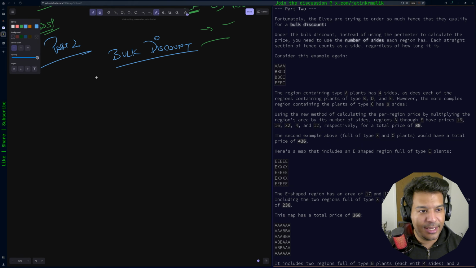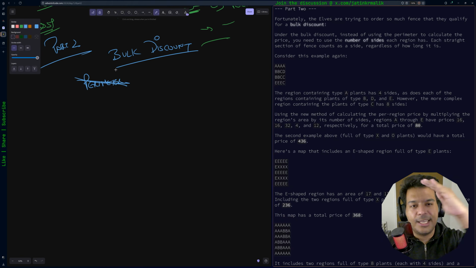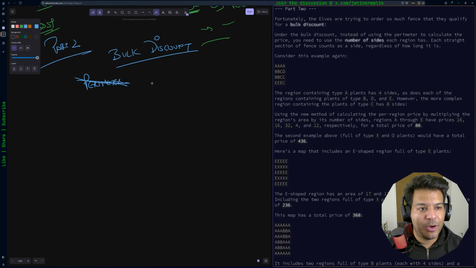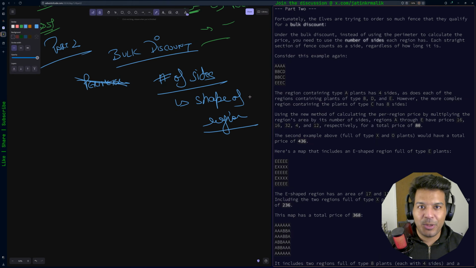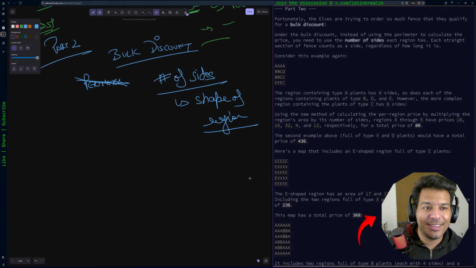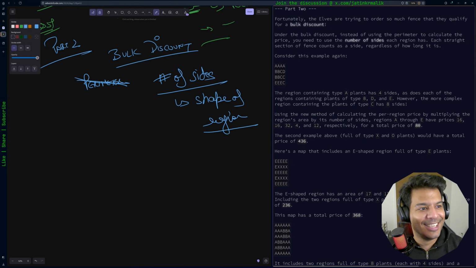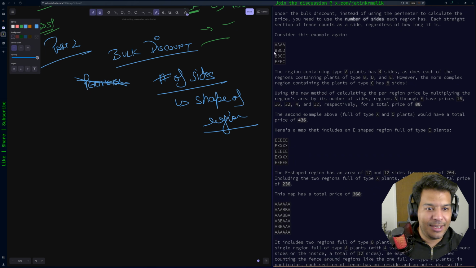So one interesting thing here is that now we are not interested in perimeter. Perimeter was the sum of all the sides of individual garden plots, but we want to use the simple number of sides of the shape of the region. So think of what-sided polygon it is. If you look at my camera, this is today, our day 12, so it's a 12-sided polygon where the perimeter and the number of sides are the same, but that's not always the case. Anyways, let's read. We have been given an example here.